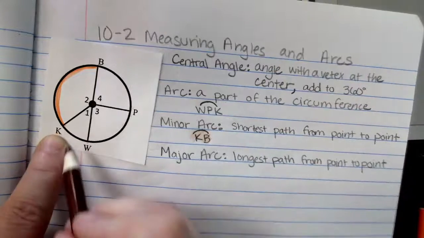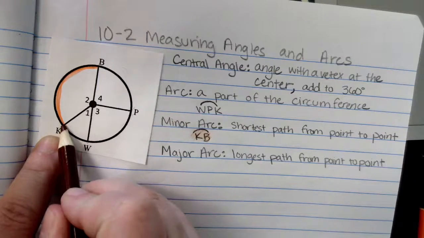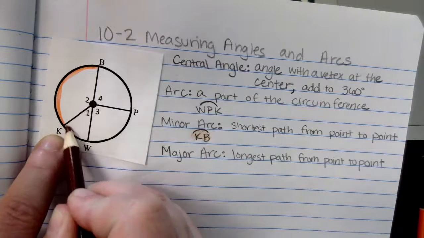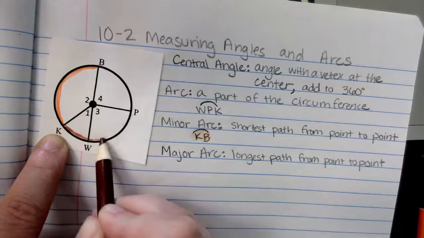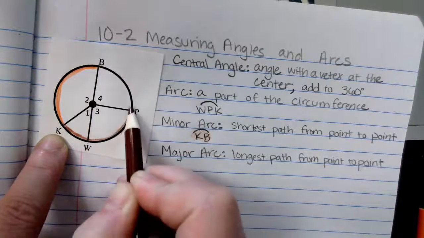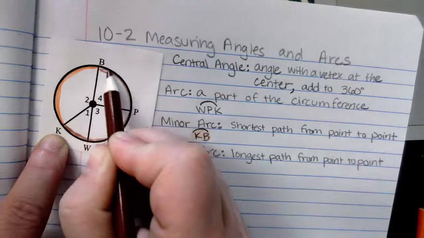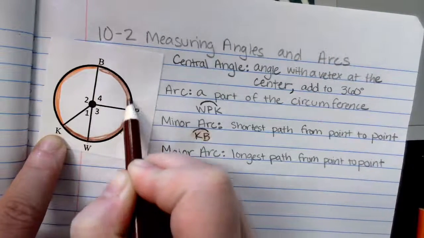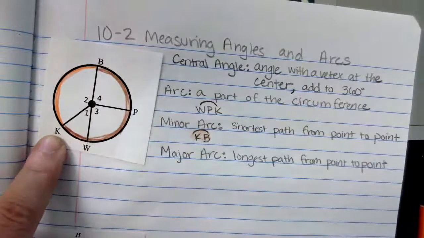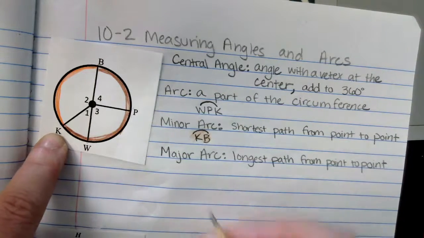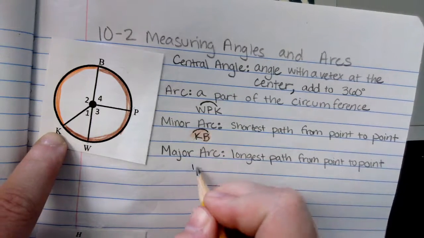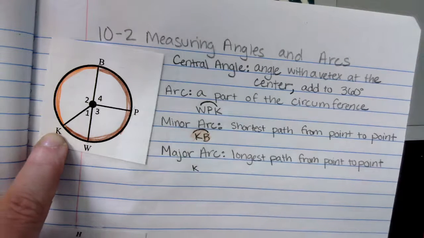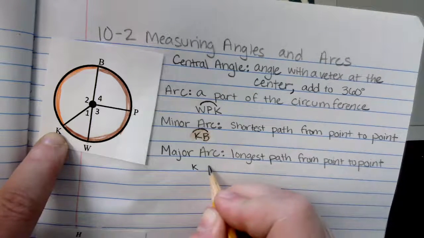So for major arcs, we use 3 points. The first point has to be where we are starting. The last point has to be where we are ending. And the middle point has to be something in between those. What's one of the points we pass? So if we go K to B and we go counterclockwise, what's one of the points we pass?